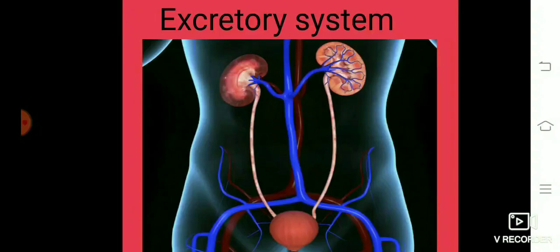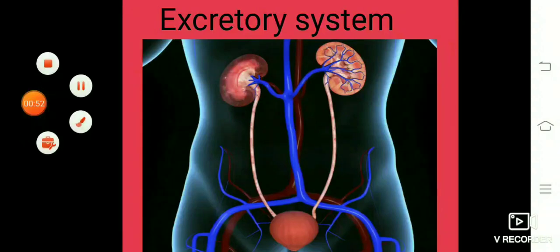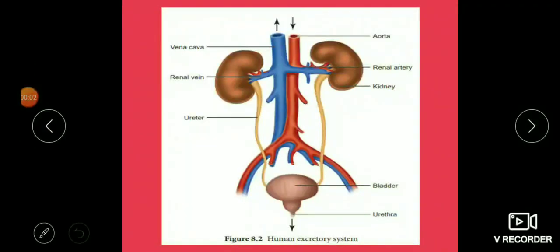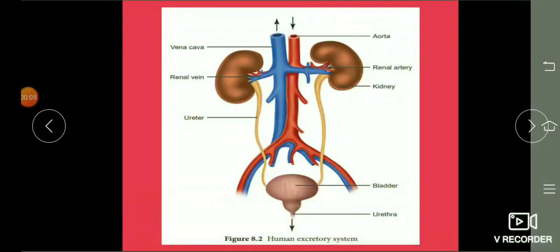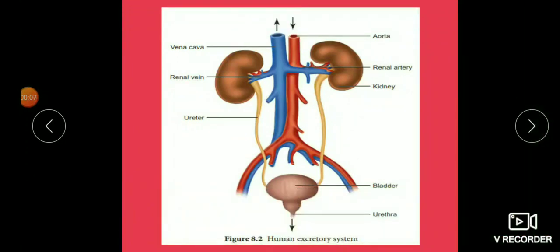So these poisonous substances must be removed from the body. Why does it have to be removed? Just in order to maintain a favorable internal environment. So the process of removal of this waste product or the toxic product from our body is called excretion. Now let's discuss the parts of excretory system. Excretory system in human beings comprises the following parts: a pair of kidneys, a pair of ureters, then a urinary bladder and a small opening called urethra.